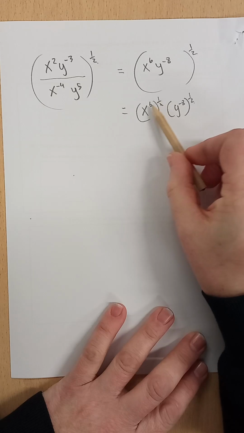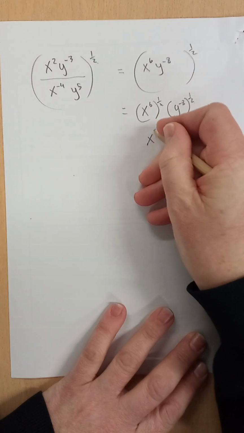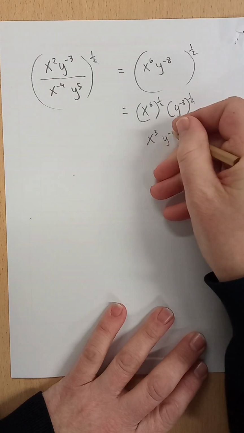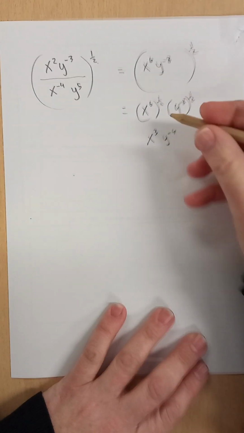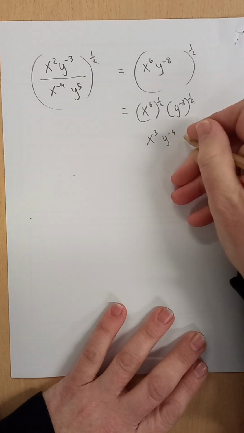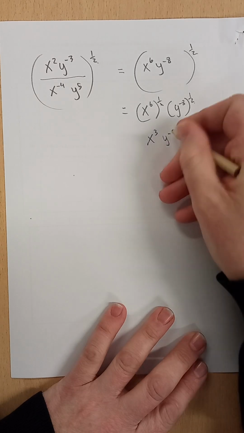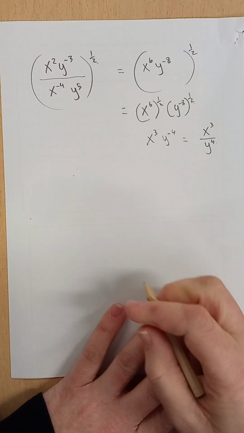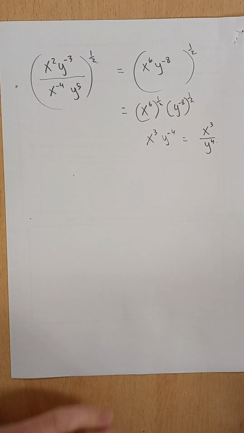So let's do the rule. We've got our bracket rule. So we're going to multiply 6 by a half and we get 3. And we've got our bracket rule here, minus 8 times a half, and we've got minus 4. Okay, so that's your answer. However, because there's an indice rule here, we have to do that indice rule. So that's going to be x cubed over y to the 4, because minus means fraction. So there you have it. That's the first one done. Okay, so let's have a look at another one.